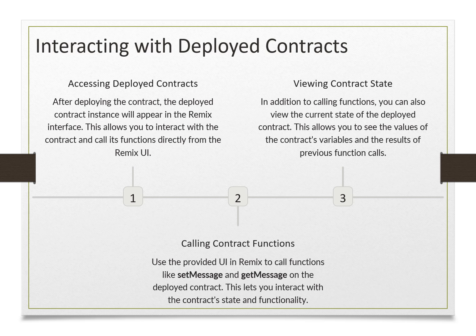Once your contract is deployed, you can interact with it directly in the Remix interface. The deployed contract instance will appear, allowing you to call functions like setMessage and getMessage. This interaction helps you manage the contract state and functionality. You can first call the setMessage function to update the message, then you can call the getMessage function to retrieve the current message, and then you can view the current state of the contract's variable and all the results of previously called functions. This feature makes it easy to test and verify the behavior of your smart contracts directly within Remix.